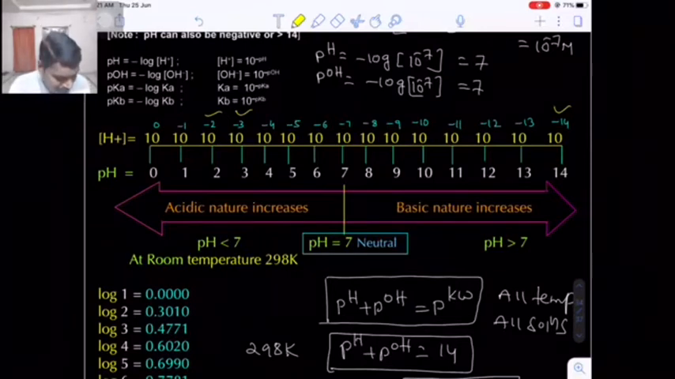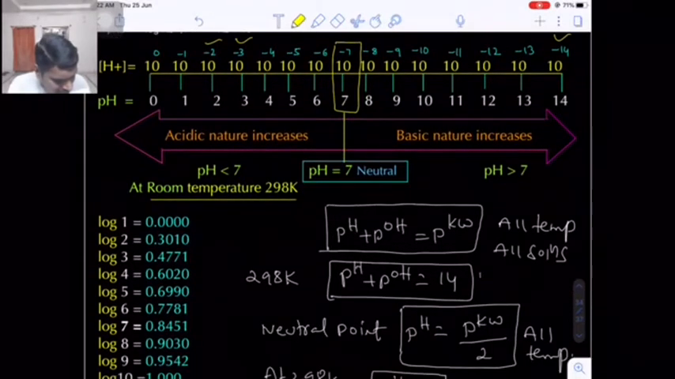This is only valid where? At room temperature. Now here the important thing is, if the pH of a solution is equal to 7, then pOH will also be equal to 7, because pH plus pOH is equal to how much? 14. Are you getting my point?